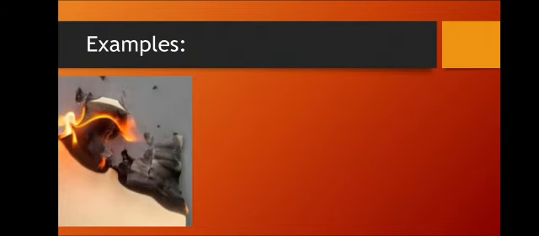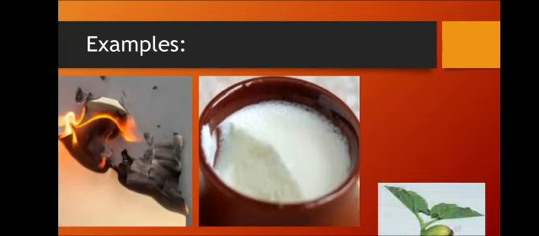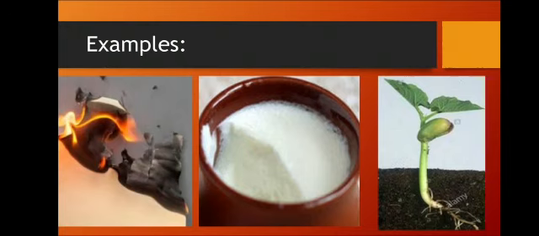Burning of paper. Burning of paper is a chemical change because a new substance is formed and the new substance is ashes. Milk turning into curd. Curd is a new substance. Germination of a seed. It's also a chemical change.